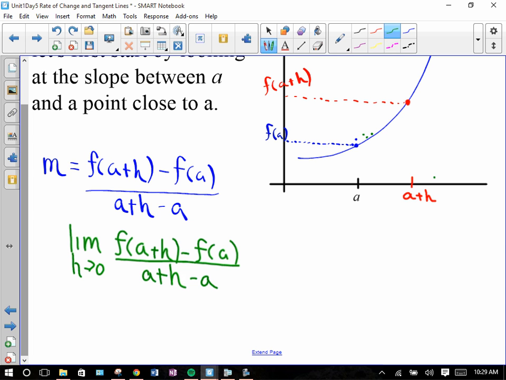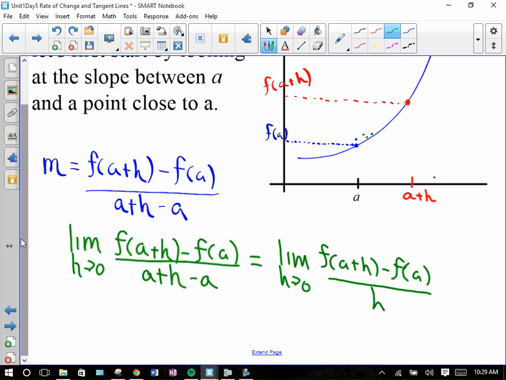Alright? And we can clean this up a little bit. If you're looking at this, do you see anything that would allow us to simplify this a little bit? Think about, first of all, a minus a, those cancel out, right? So this is really the limit as h approaches 0 of f of a plus h minus f of a divided by h. Now, you said put 0 in for h. Can we put 0 in for h now? We can't put 0 in for h.